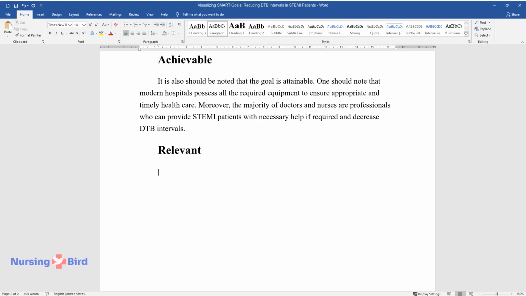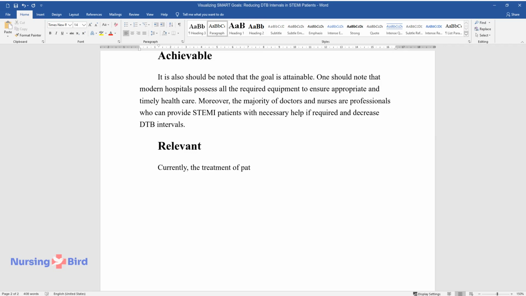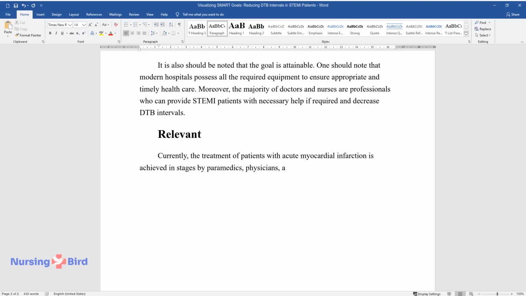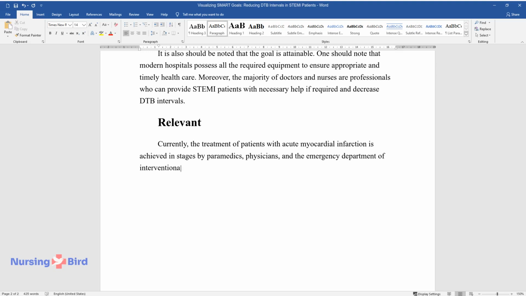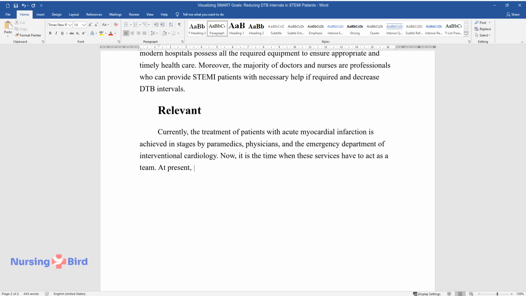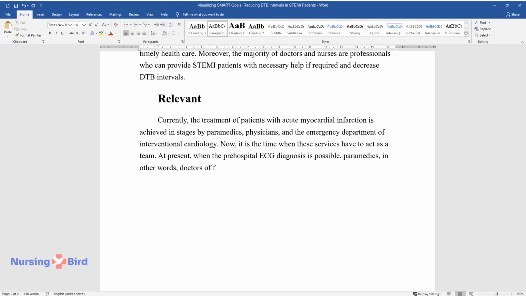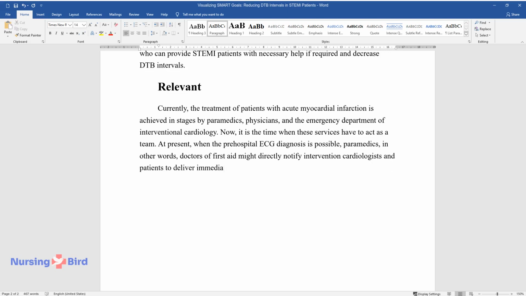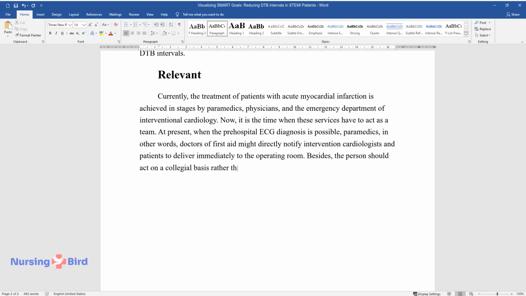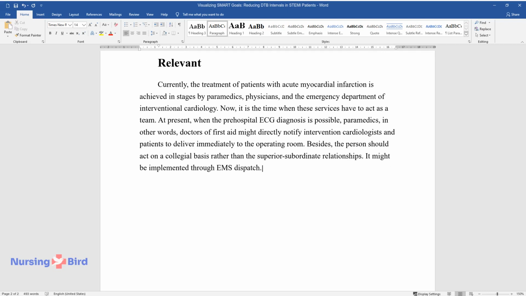Relevant. Currently, the treatment of patients with acute myocardial infarction is achieved in stages by paramedics, physicians, and the emergency department of interventional cardiology. Now, it is the time when these services have to act as a team. At present, when the pre-hospital ECG diagnosis is possible, paramedics, in other words, doctors of first aid, might directly notify interventional cardiologists and patients can be delivered immediately to the operating room. Besides, the personnel should act on a collegial basis rather than in superior-subordinate relationships. It might be implemented through EMS dispatch.